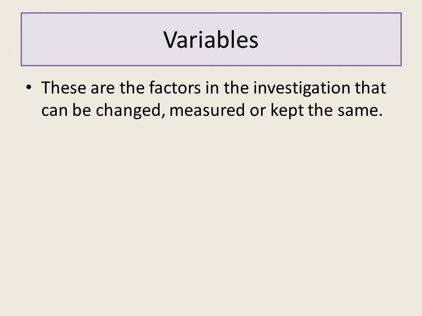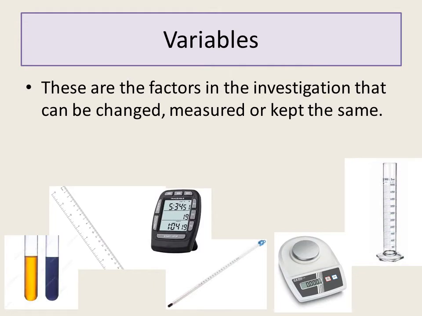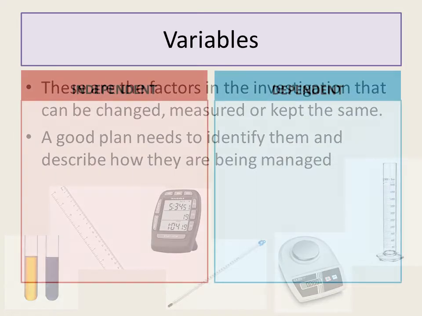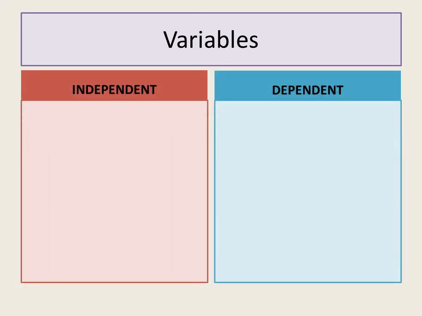Variables. These are the factors in the investigation that can be either changed, measured, or kept the same. So here we have a whole range of variables that we could measure. A good plan needs to identify them and describe how they are being managed. So we can divide our variables into the independent and dependent.